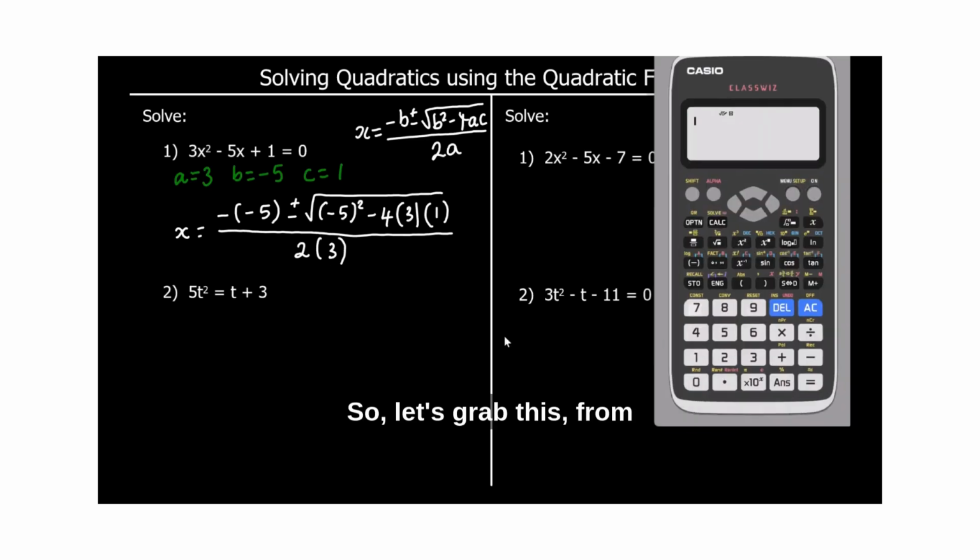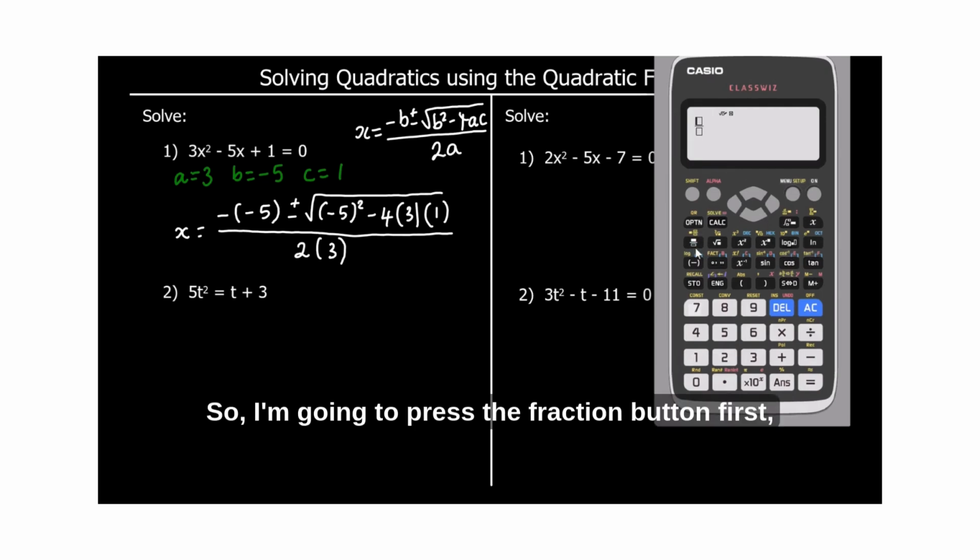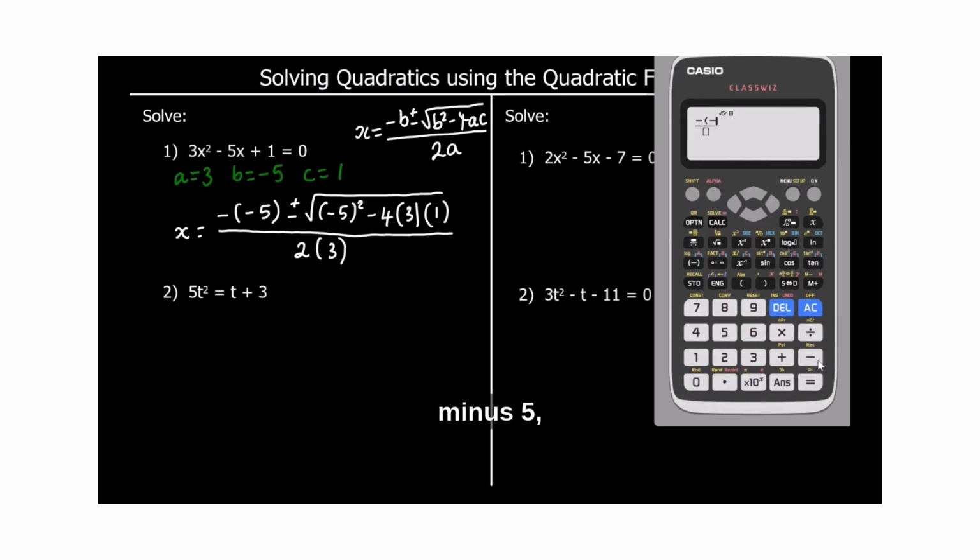So let's grab a calculator. I'm going to press the fraction button first, and then minus, bracket, minus 5, plus the square root, negative 5 squared, minus 4 times 3 times 1, all over 2 3's.